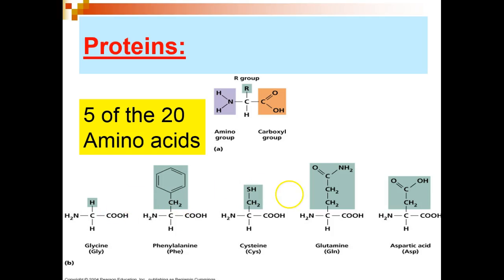Here is a depiction of 5 of the 20 amino acids. Notice the R group in glycine being different from the R group in phenylalanine or cysteine. It is the R groups that give each amino acid its individual chemical characteristics.